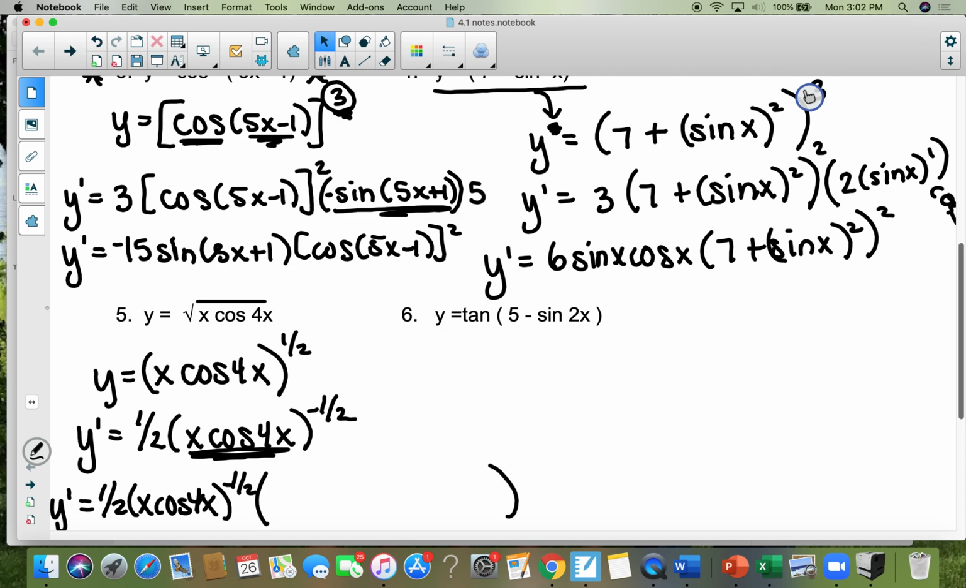And this is x times the derivative of cosine, which is a negative sine of 4x times 4, plus the cosine of 4x times the derivative of x, which is 1. Final answer.